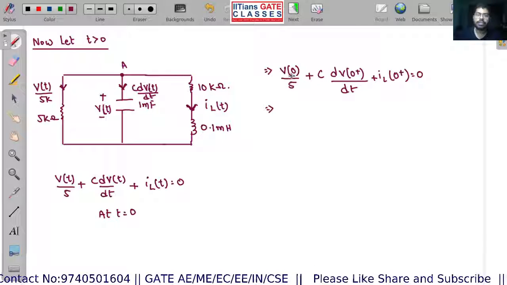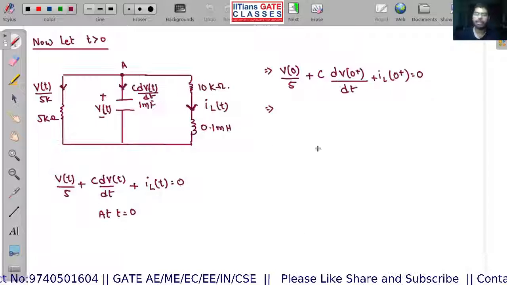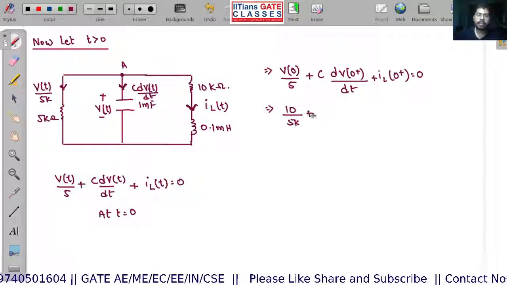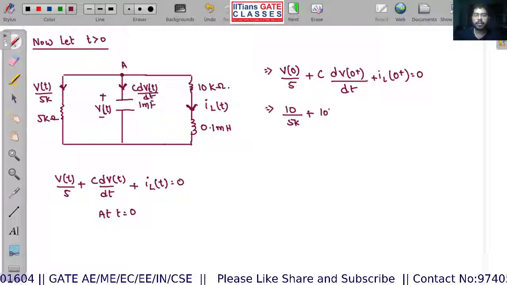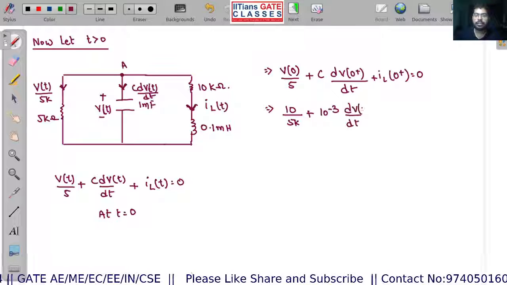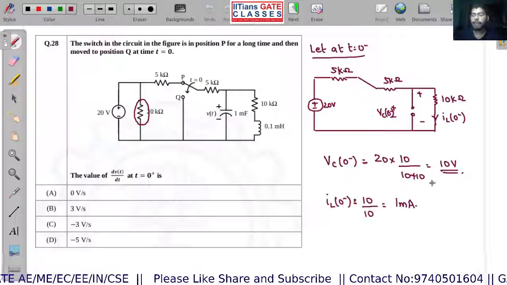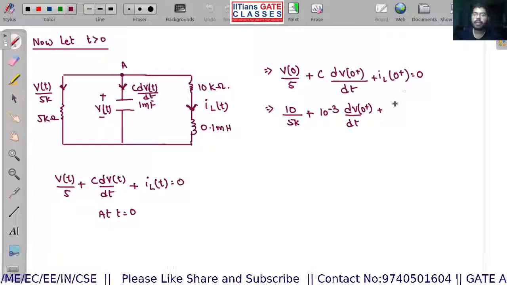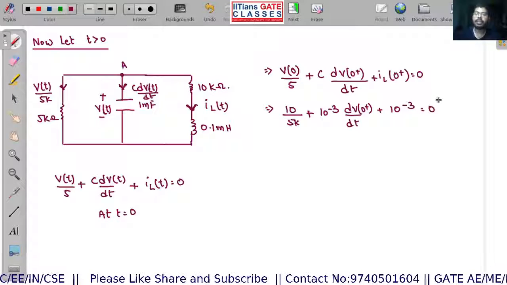What is V0 plus? V0 plus is equal to V0 minus, which is equal to 10 volt. So 10 divided by 5 kilo ohm plus C, which is 1 millifarad, so this will be 10 to the power minus 3 dV by dt at 0 plus. What about IL0 plus? IL0 plus is equal to IL0 minus, which is equal to 10 milliampere. So this is also 10 to the power minus 3, equal to 0.